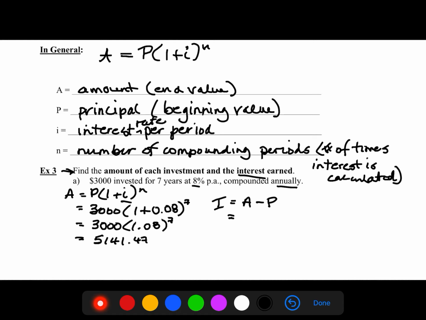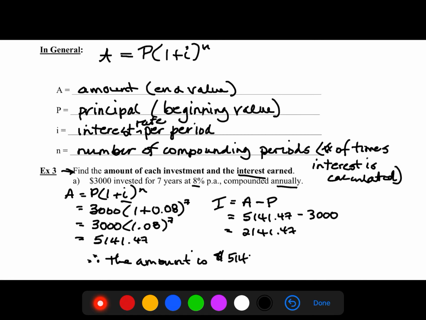Now, interest. Interest is simply the difference between what we have at the end and taking away what we put in to start. Because the only difference in between there is how much interest was added into the account. So here we're going to have $5,141.47 minus the $3,000 that was put into the account. So $2,141.47 is interest.